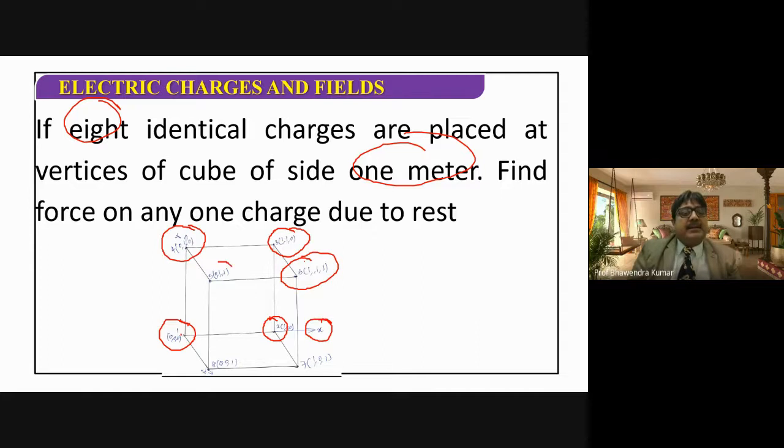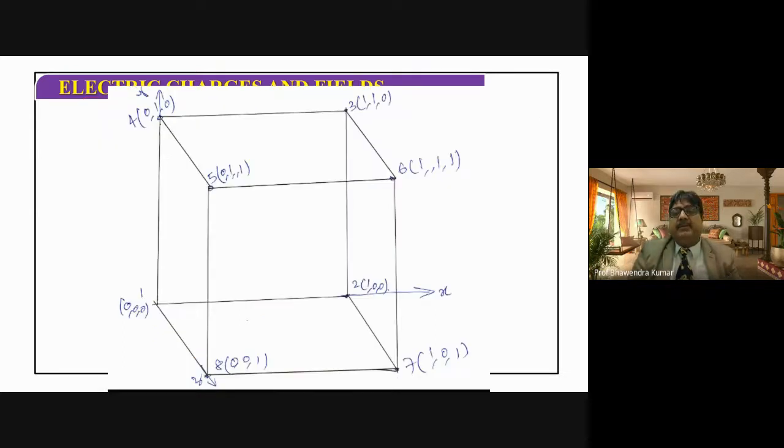The fifth charge is here, that is 0, 1, 1. This is the z-axis, charge number 8, that is 0, 0, 1. This is charge number 7, that is 1, 0, 1. You can see the diagram magnified here. In the solution I have made, I have considered the net force on corner 6, but in the exam, they can ask on any of them.